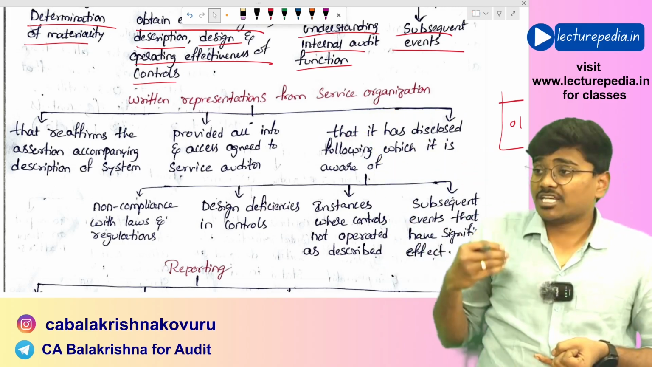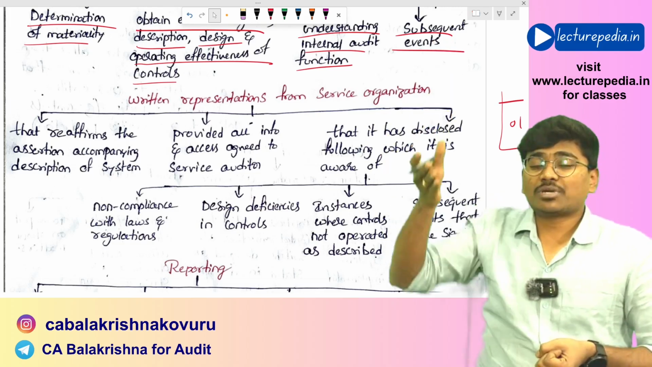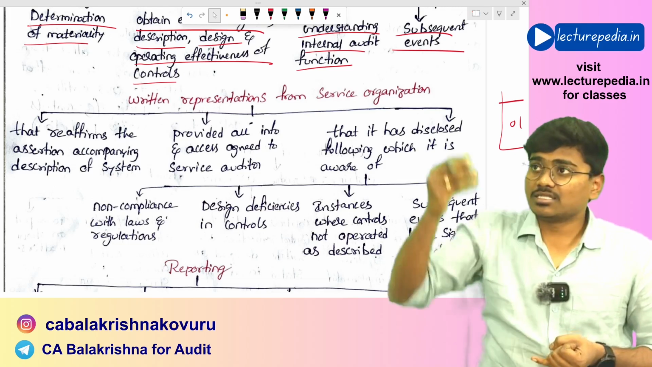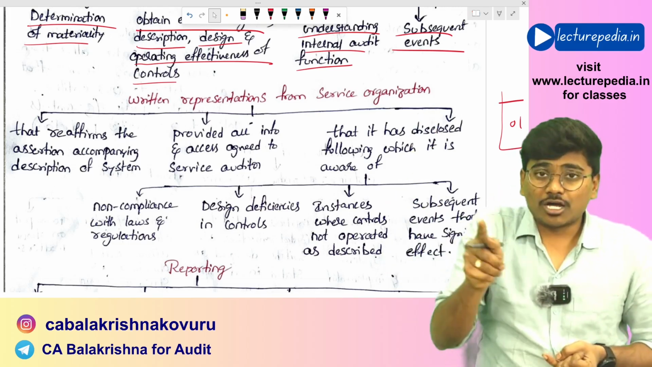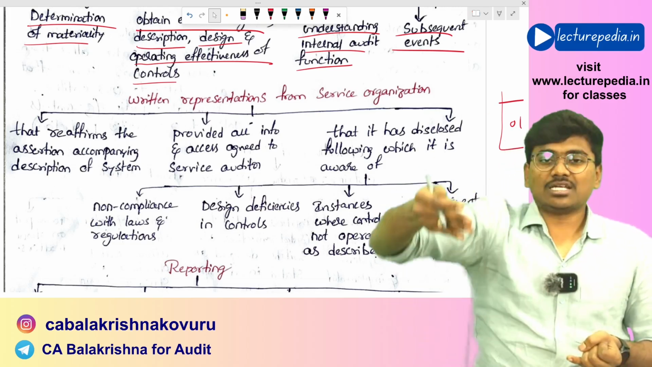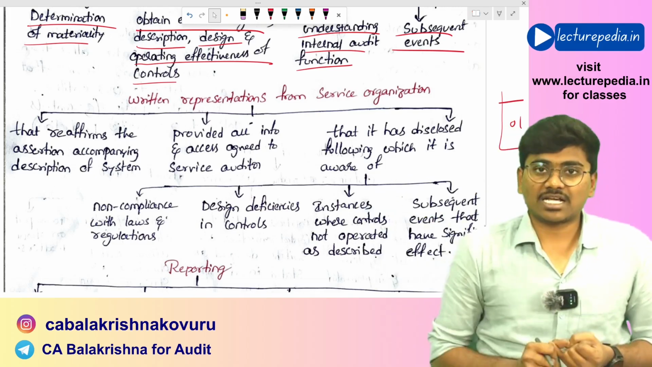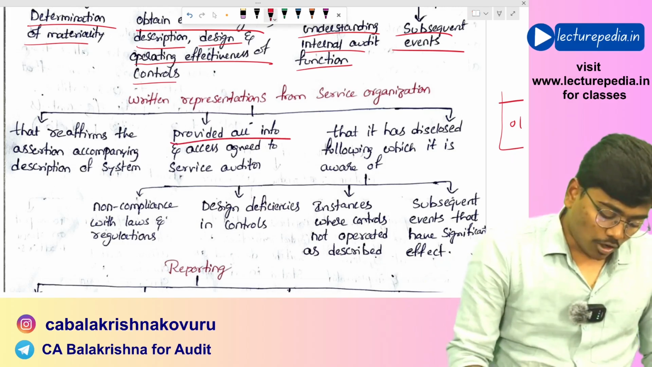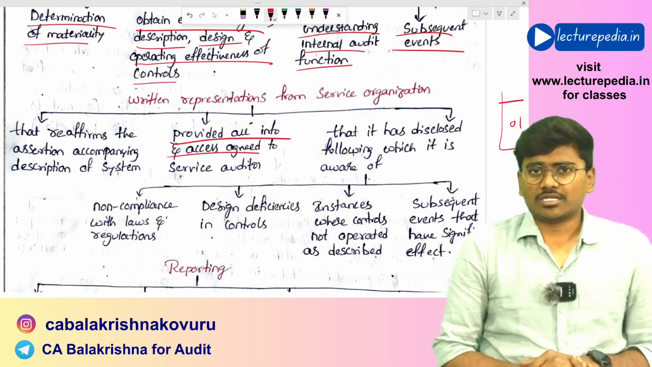That means management is making an assertion to the auditor that whatever is present in the description of system is correct and relevant. Whether those assertions are valid on this date also. Regarding this, reaffirming the assertions that have already been made in the description of the system, a written representation has to be given to the auditor. Hope that is clear. Next, provide all information and access that has been agreed to the auditor.